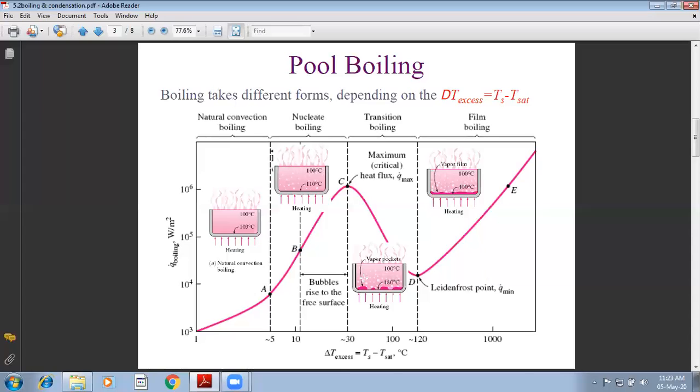Now at this point, the air bubble that has formed acts as an insulator and it increases the resistance. As a result, the heat flux will come down because we know that resistance is inversely proportional to heat flux. If resistance is increased, the heat flux has to come down.